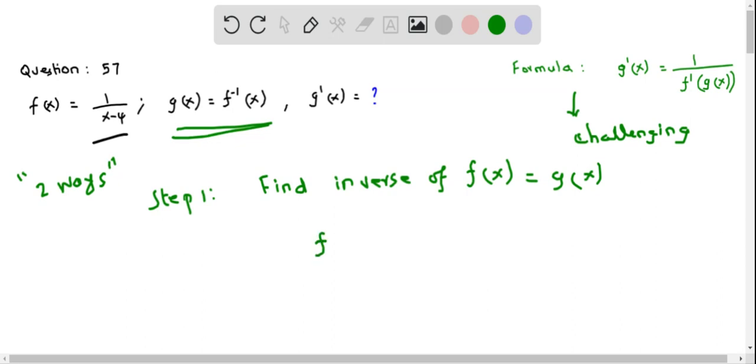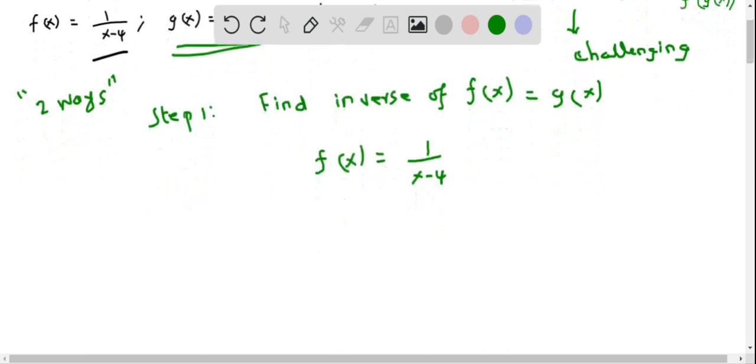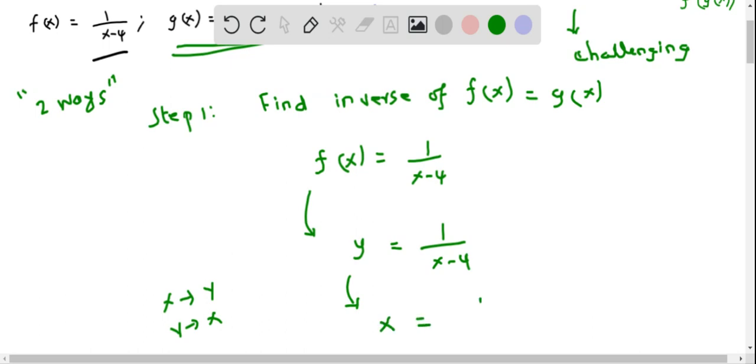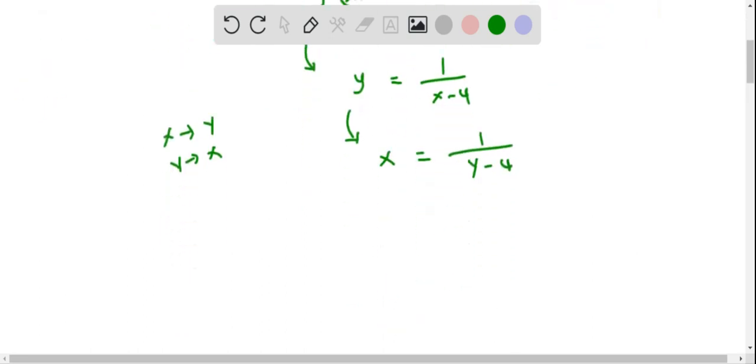So let me copy the f of x. We have f of x equals 1 over x minus 4. To find the inverse of f of x, we'll follow the usual steps. First, we replace f of x by y, so this becomes y equals 1 over x minus 4. And then we interchange x and y, that is, x becomes y and y becomes x. So the equation becomes x equals 1 over y minus 4.